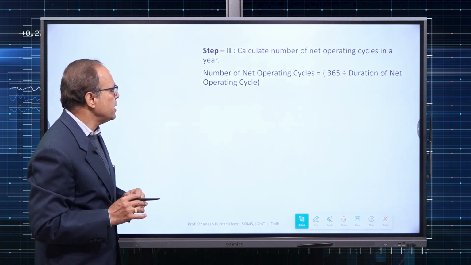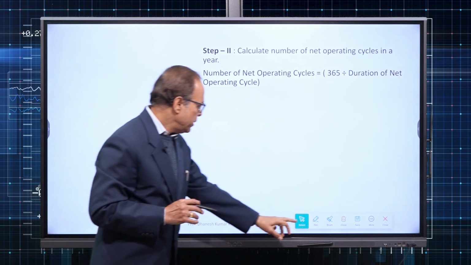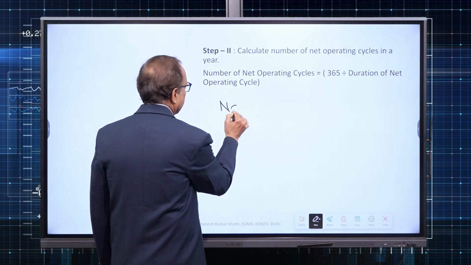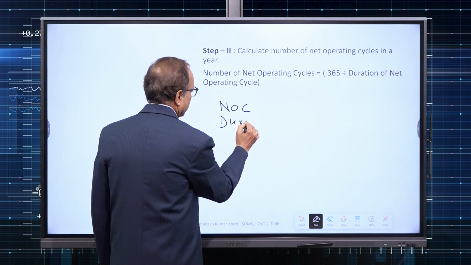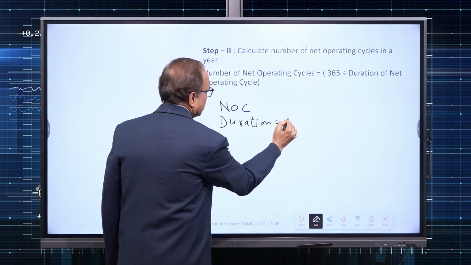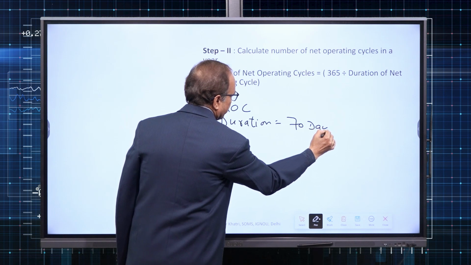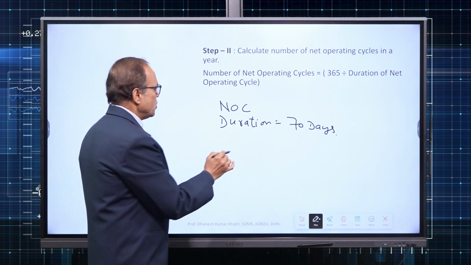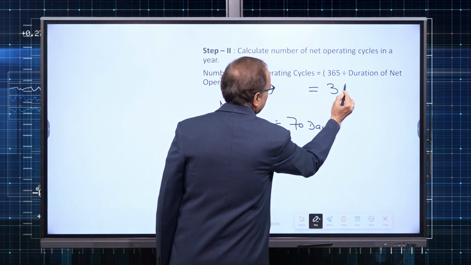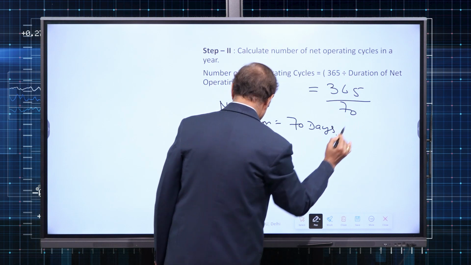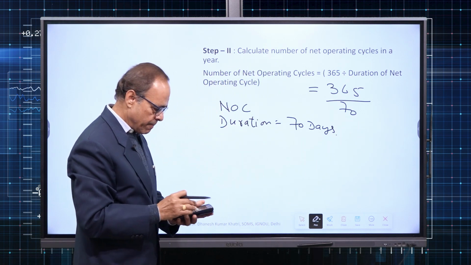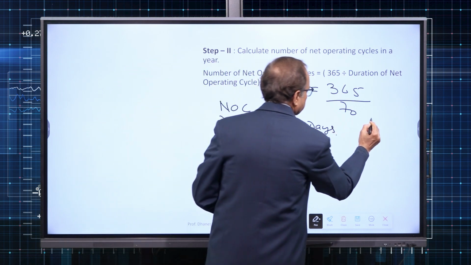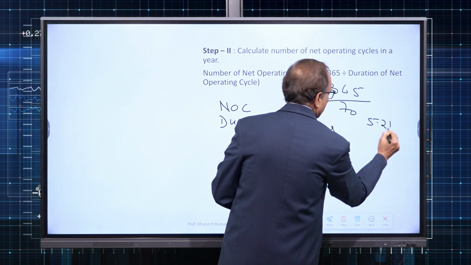Second step, calculate the number of operating cycles in a year. If I simply depict it, let us say our net operating cycle duration is 70 days. It means one cycle gets completed in 70 days. So, how many cycles will be there in a year? 365 divided by 70. So, somewhere more than 5 cycles. 365 divided by 70 makes it 5.21 cycles.